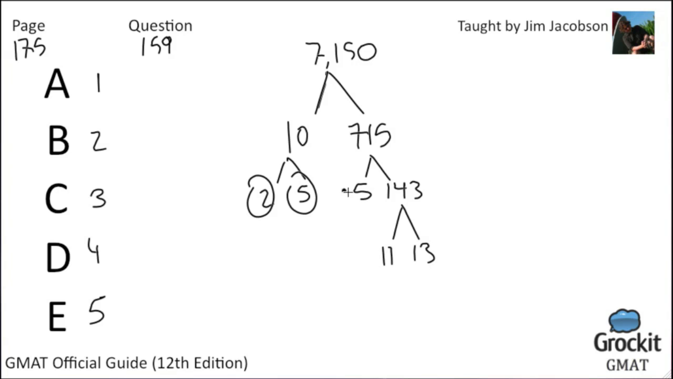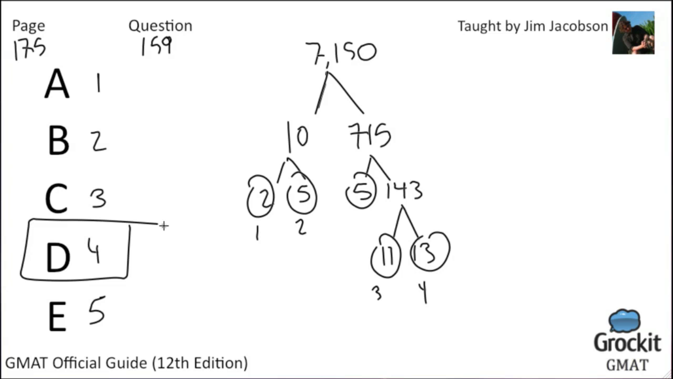So, these are the prime factors, but we don't count 5 twice, because we care about how many numbers between 1 and 100 are factors of 7,150. 5 is only one number, even if it gets used more than one time. So we have 1, 2, 3, 4 factors, 4 prime factors less than 100 in 7,150. This guy here is the trap. This is how many non-unique prime factors it has.